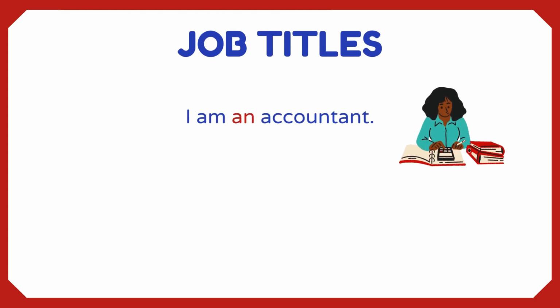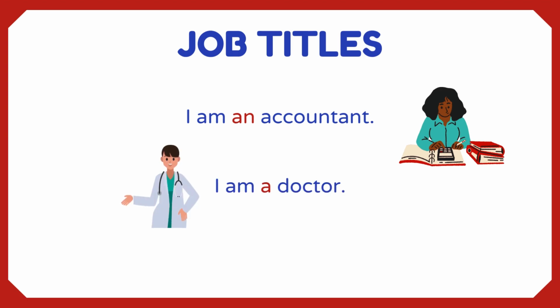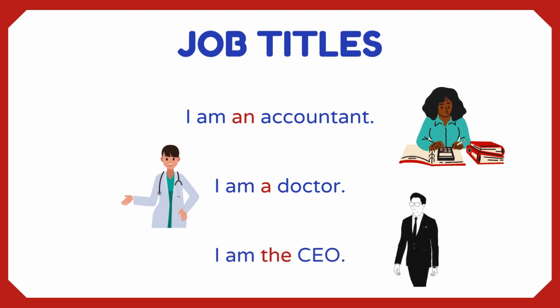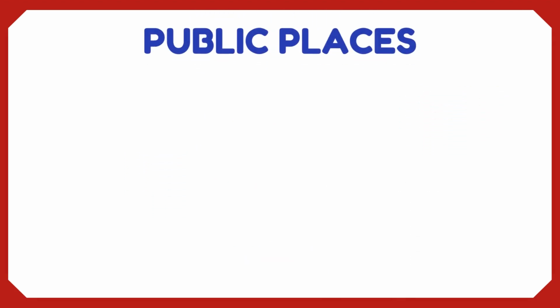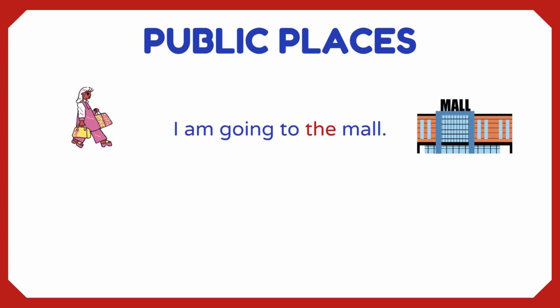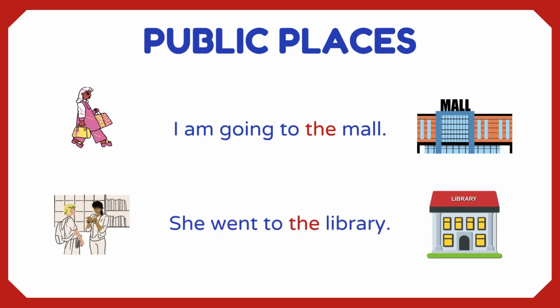For job titles, we say a or an. I am an accountant. I am a doctor. If there's only one of this position at your workplace, you can use the. I am the CEO. When we're talking about public places, we use the, even if there's more than one. I am going to the mall. She went to the library.